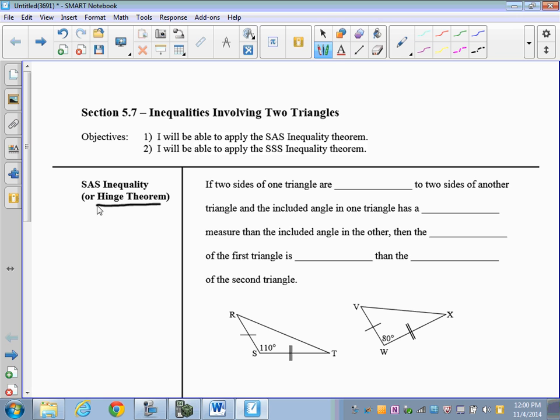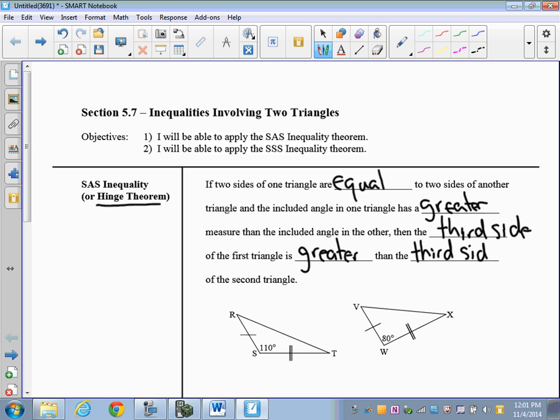It says if two sides of one triangle are equal to two sides of another triangle, and the included angle in one triangle has a greater measure than the included angle in the other, then the third side of the first triangle is greater than the third side of the second triangle. A lot of words here for a theorem that really isn't all that hard to see.